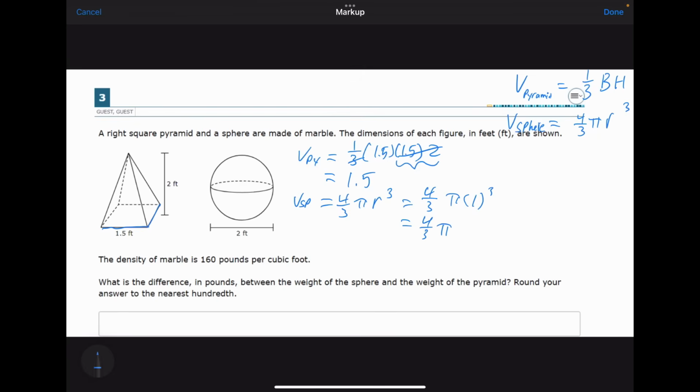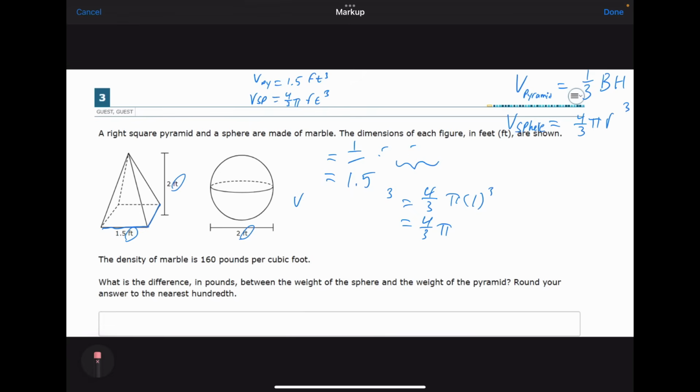Okay, so now we have the two volumes. So I'm going to write these volumes up here. And we have a 1.5. And again, these volumes, by the way, are in cubic feet. You can tell because all of our measurements are in feet, so the resulting answers are in feet cubed. Forgot the pi. Okay. And now what do we need to do?